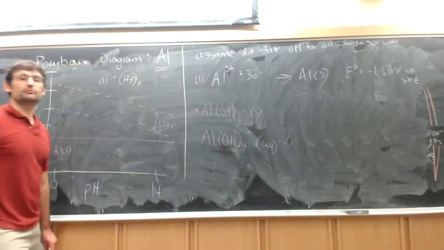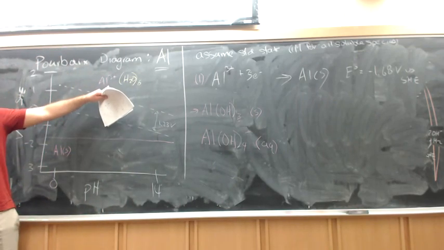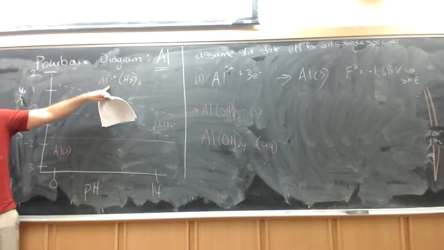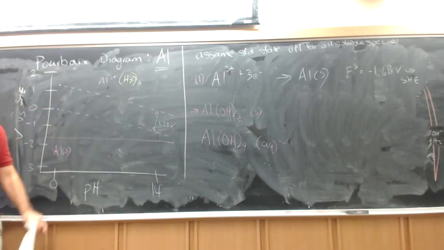It's a hexaaqua aluminum species. So it's coordinated by 6 waters. Pretty much all cations are coordinated by water. You don't have the bare cation, right? It would be way too reactive with that high charge density, so the water dipole is oriented around it.